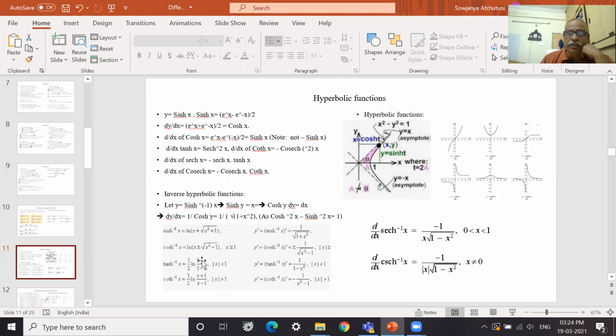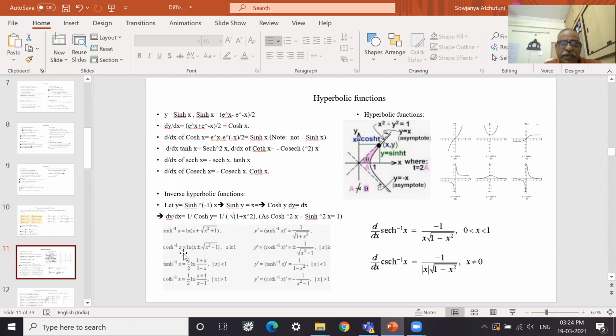Okay. Similarly, the others can also be derived. Let us see. Sinh inverse x can also be written as log of x plus square root of x squared plus 1. That is how sinh inverse x is defined. Its derivative is 1 by square root of 1 plus x squared.